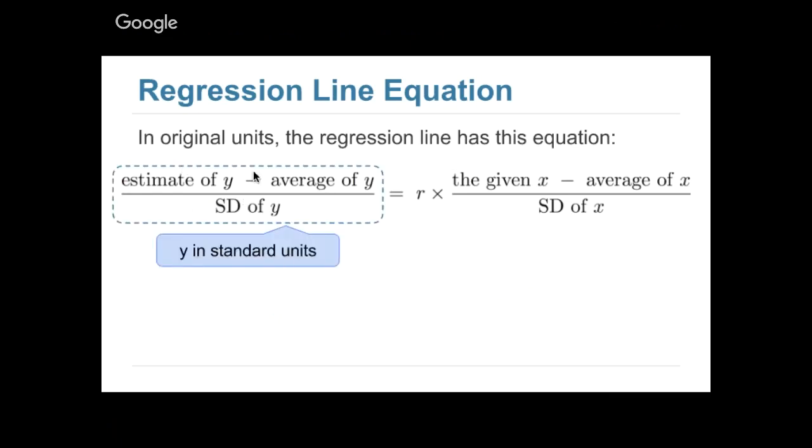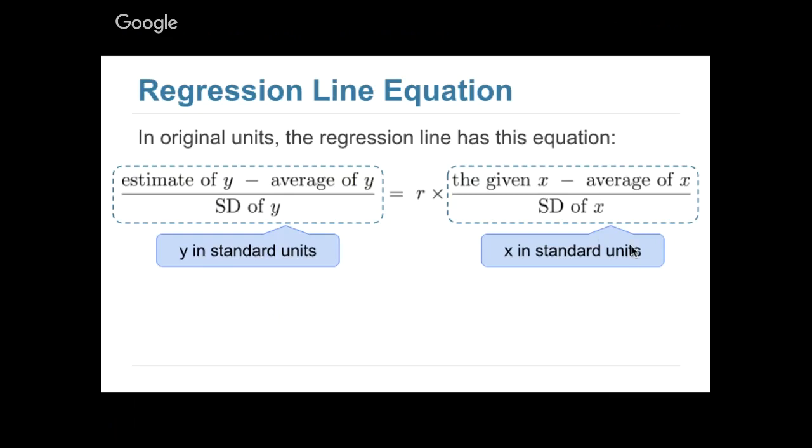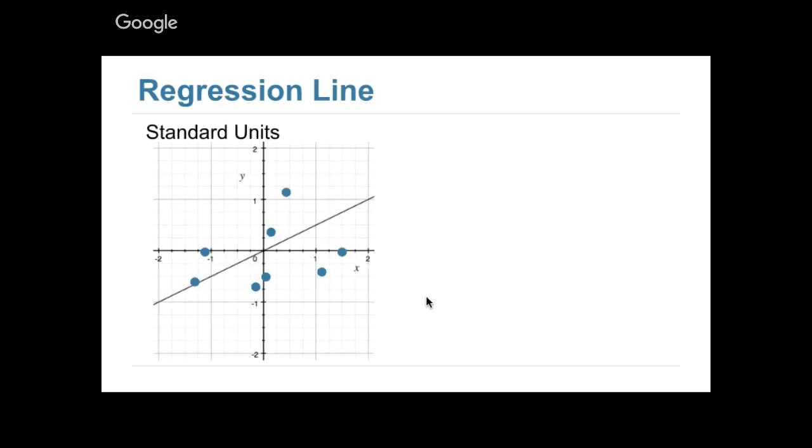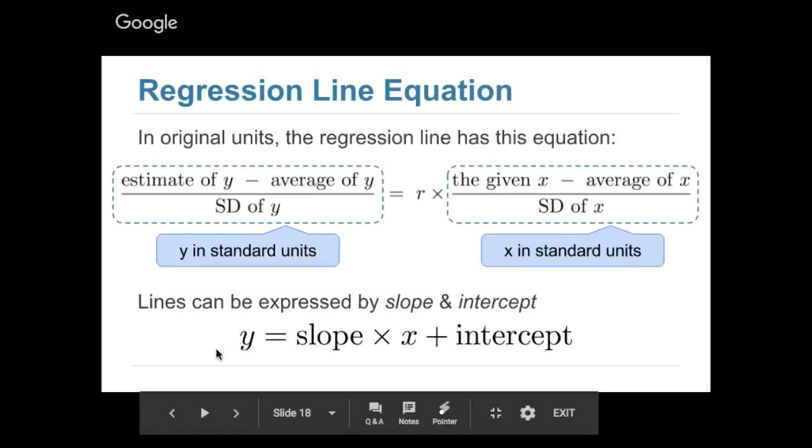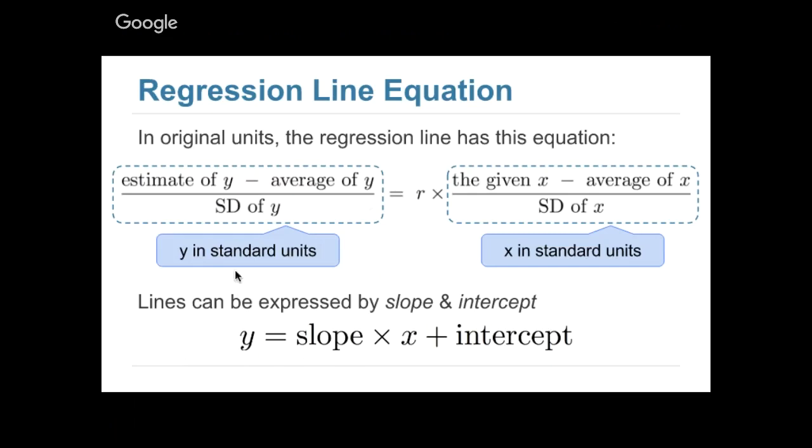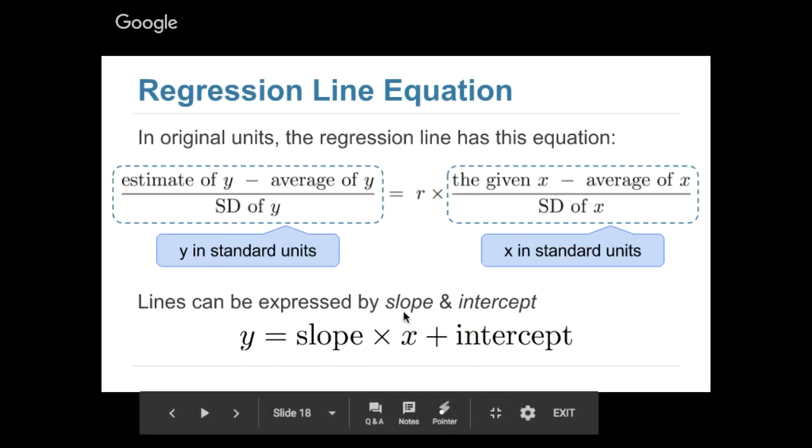So y in standard units, x in standard units. And what we can also do is move this around, do some algebra, and move some stuff back over to the right-hand side. We can actually get a line in original units: y equals slope times x plus intercept, which is in original units and not standard units.